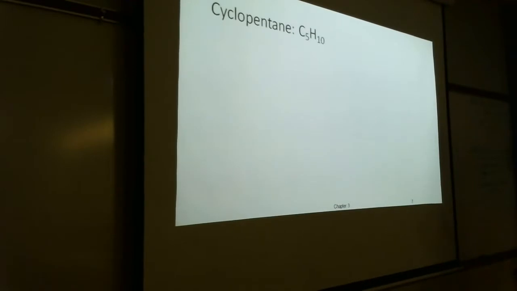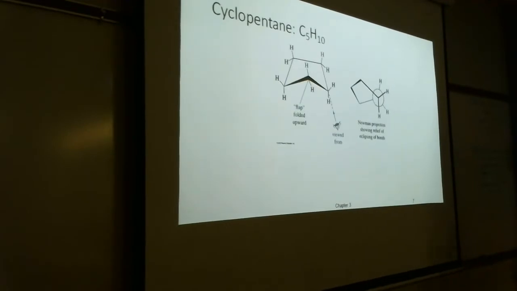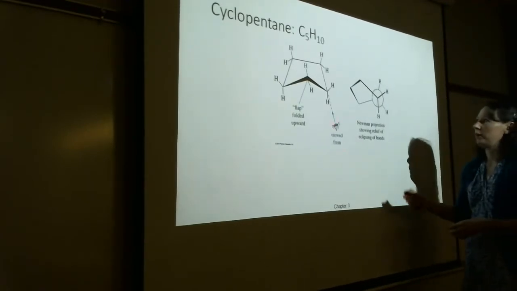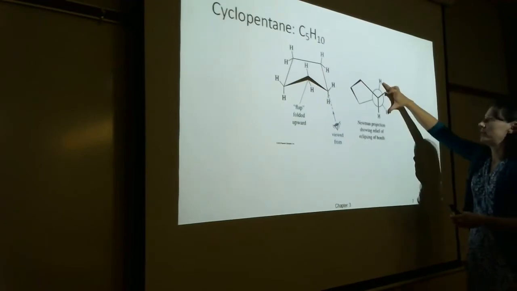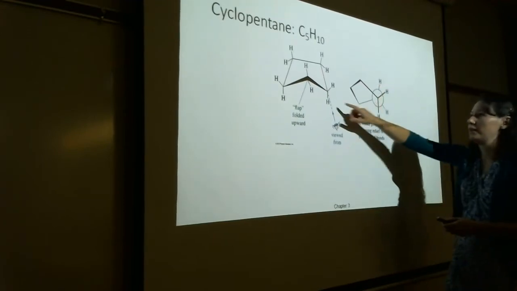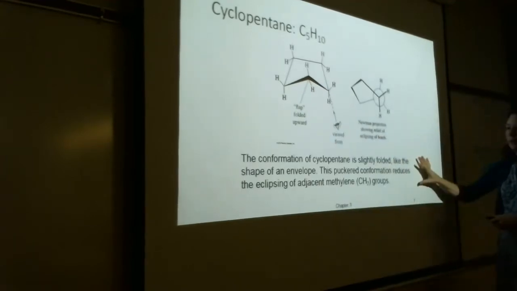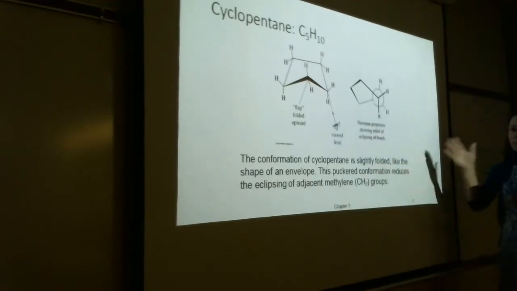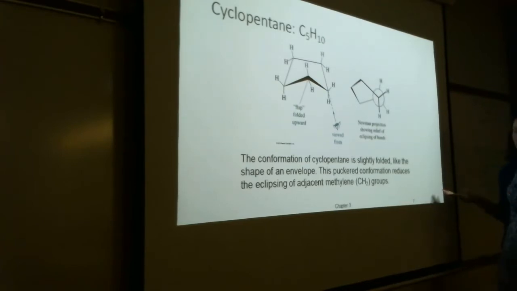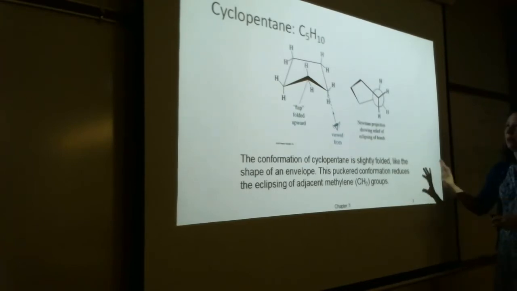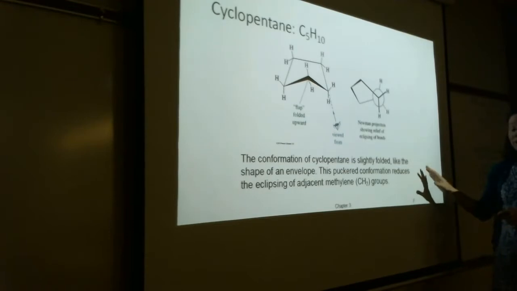When we get to cyclopentane, you're going to see the same thing. If we're looking straight up this bond right here, we're getting some eclipsing, and this relieves a lot of that tension. Again, it's kind of that envelope shape, and beyond here, we're not going to have any more flat rings, until we start talking about things that have double bonds in them. That's a whole different story.